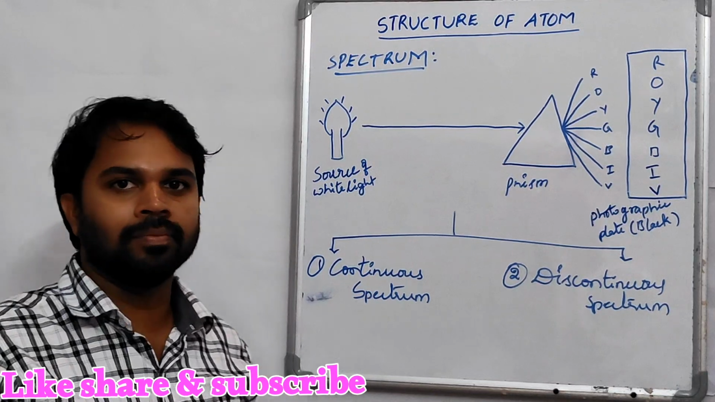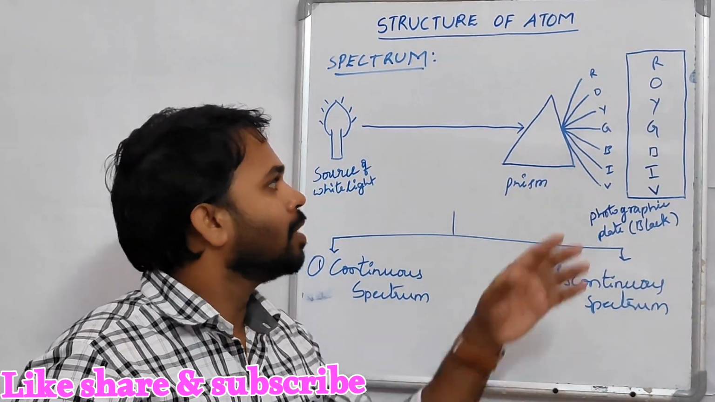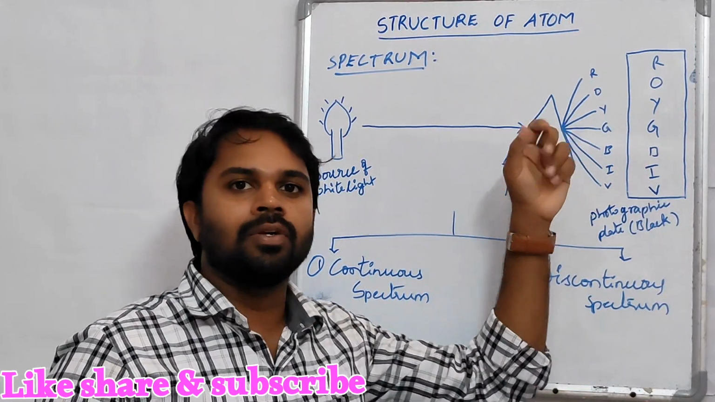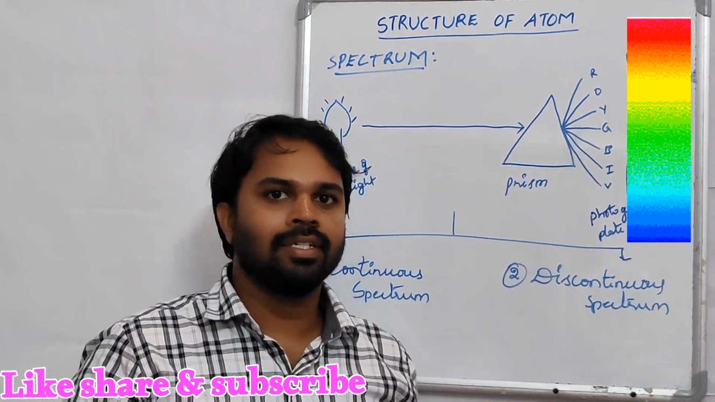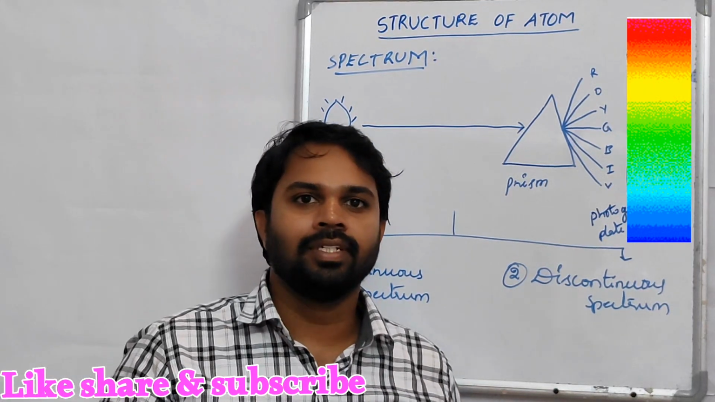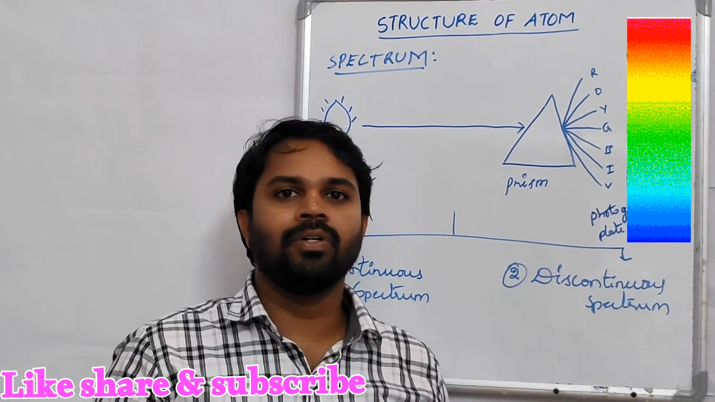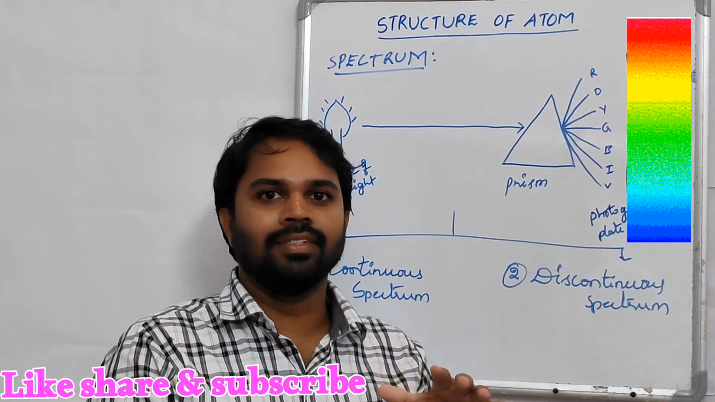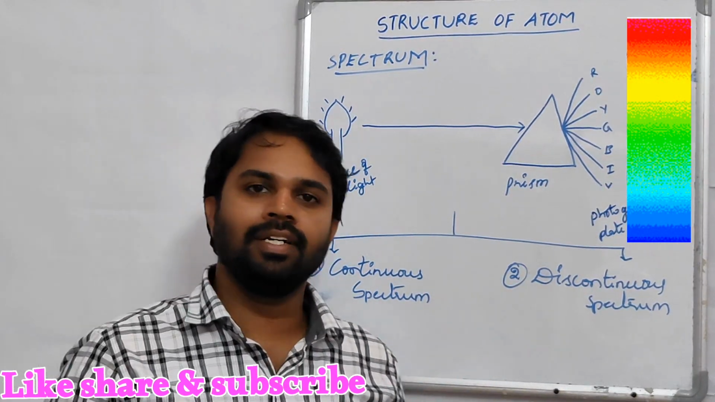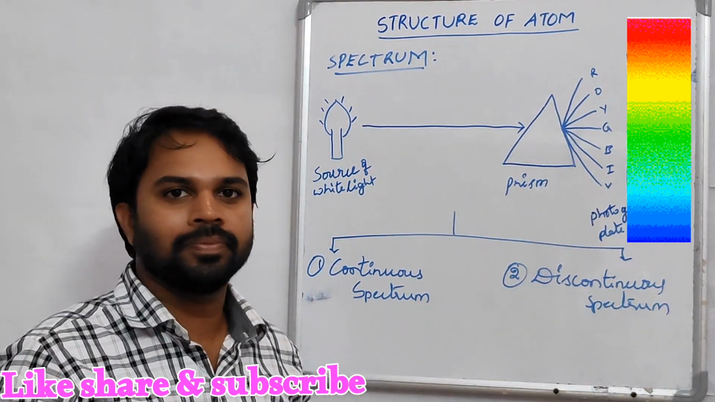Now, continuous spectrum. The spectrum in which all colors are merged, with no gaps or lines in between the colors, is called a continuous spectrum. For example, a rainbow forms in the sky. In a rainbow, the colors are all merged. There are no gaps or lines between the colors. That is an example of a continuous spectrum.